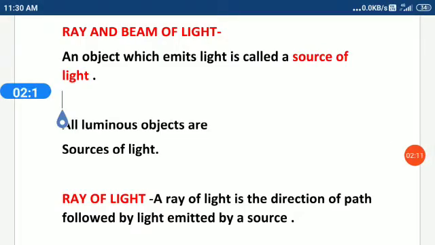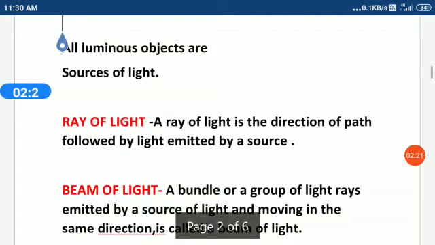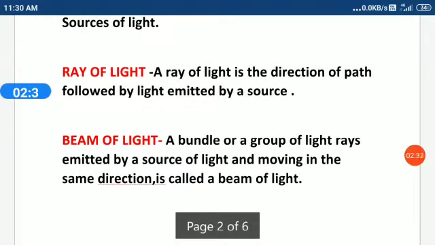Now next is ray and beam of light. The difference between a ray and a beam of light. What is a ray? We know that light is emitted from a source of light. So a ray of light is the direction of the path followed by light emitted by a source. We denote it with a single arrow. And a beam of light is a bundle or a group of light rays emitted by a source of light and moving in the same direction.